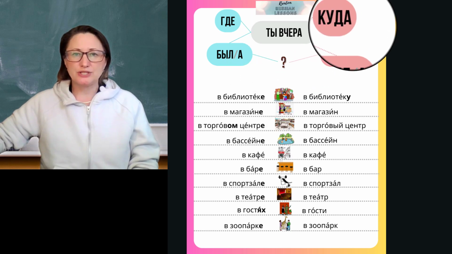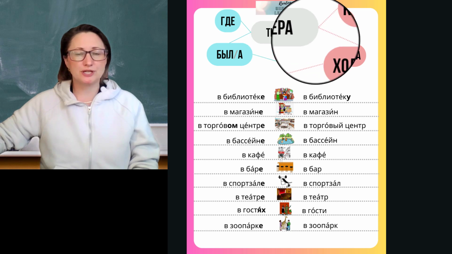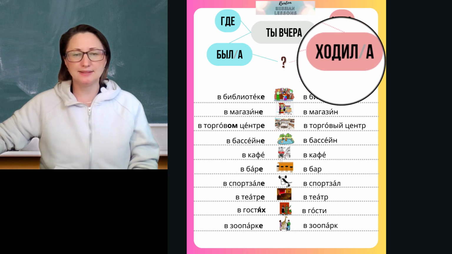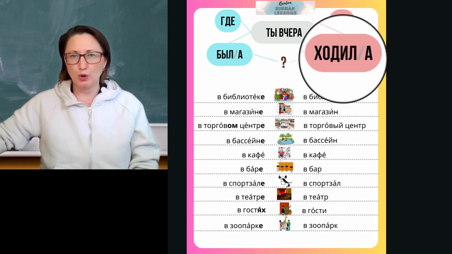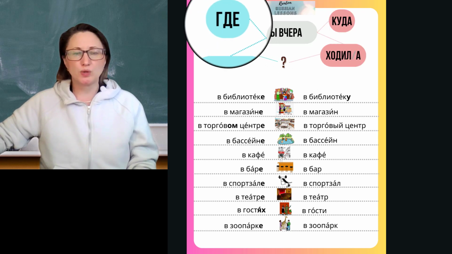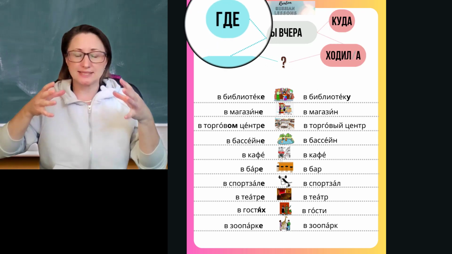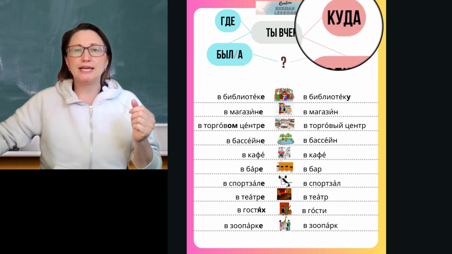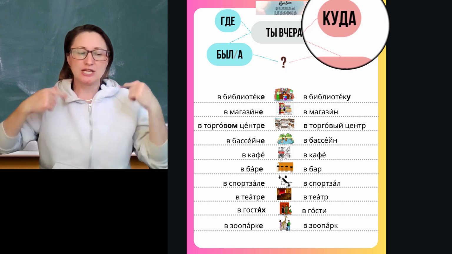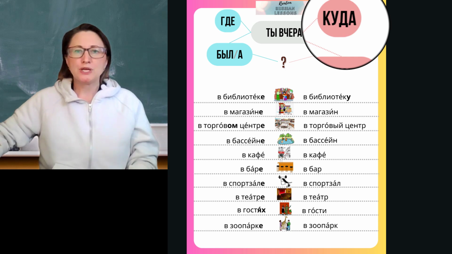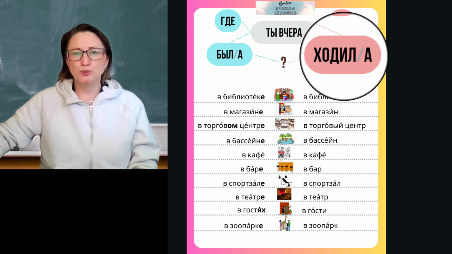And the second question is, куда ты вчера ходил or ходила? So where did you go yesterday? Where did you go to? So here, где is where when we're asking about a specific location, and куда is where when we're asking about a destination. So like where to. So where did you go yesterday?